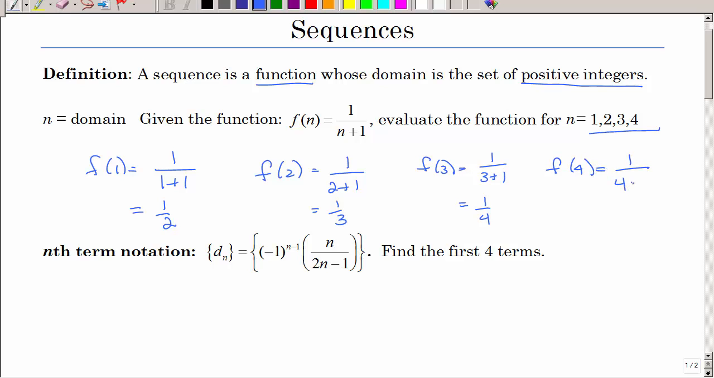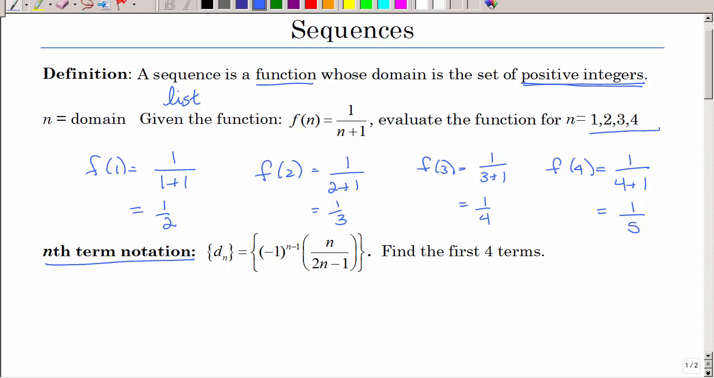In fact, this chapter is going to be about numbers and their patterns. Our domain, again, is just the set of positive integers, not negative, not fractions, not decimals. A sequence is really just a list.